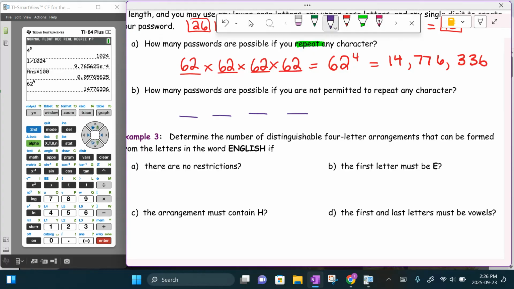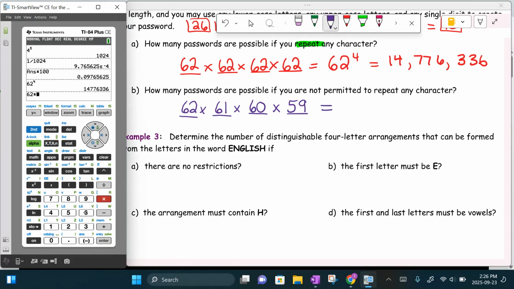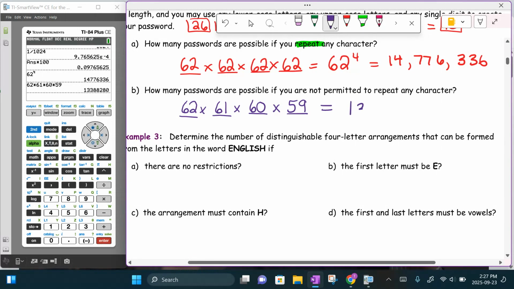I might say it has to start with a lowercase t, right? Is that a restriction? So I would start where that restriction is telling me to go first. But here, there isn't one, so I'm just going to start on the far left. If I pick this part of my code first, I have 62. If I pick the next position, I have 61. If I pick the next position, I have 60 and 59. So 62 times 61 times 60 times 59. So obviously the number should be smaller, but still quite a few.